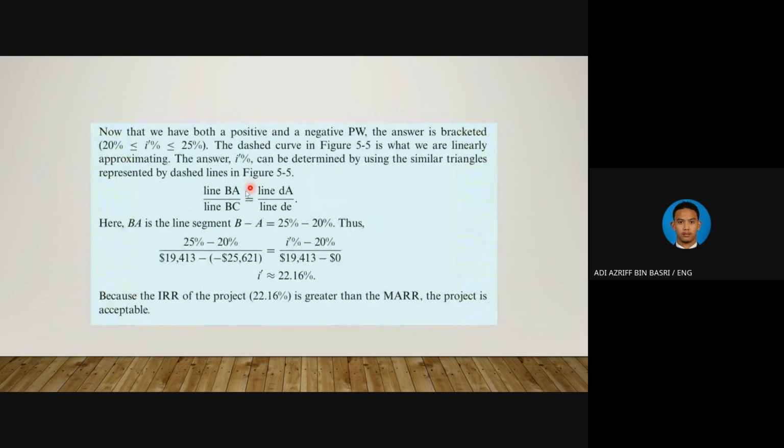You cannot just divide it. So it means 25% minus 20% divided by 19,000 divided by negative 25,000. So I% minus 20%, because the 20% will be your benchmark, divided by PW is 0. So at the end you get 22.60%. So in this case, your IRR is 22.16%, which is greater than your MARR.